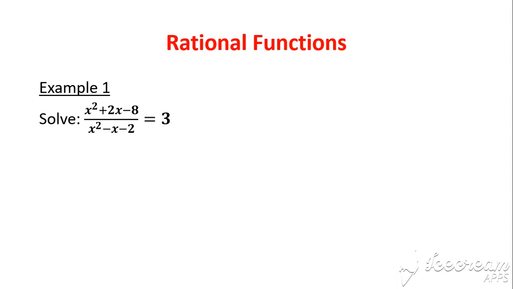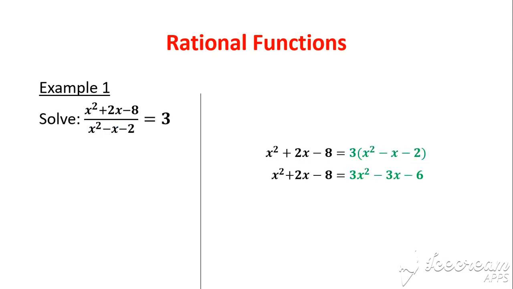Let's solve this equation. x squared plus 2x minus 8 all divided by x squared minus x minus 2 is equal to 3. And we're going to find all solutions for x that'll make this function work. Well, we have this divide by x squared minus x minus 2. The first thing I'd like to do is multiply both sides by x squared minus x minus 2, and that gets rid of the divide on the bottom, so we're left with x squared plus 2x minus 8 is equal to 3 times x squared minus x minus 2.